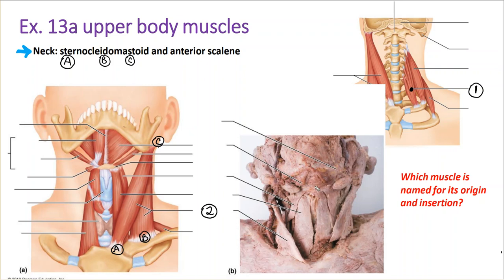And then where I have been able to, I've included some cadaver pictures. And then sometimes on these slides, you'll see a little question in red, which muscle is named for its origin and insertion. And so that means, is the anterior scalene named for origin and insertion, or is sternocleidomastoid named for origin and insertion? Oh, sterno, that sounds a lot like sternum, cleido, clavicle, oh, clavicle, mastoid, oh, mastoid process of my temporal bone, that bump of my skull behind my ear. I think I know which one. Okay.